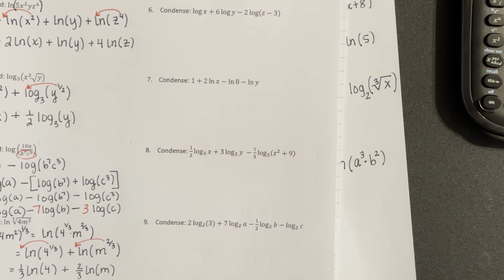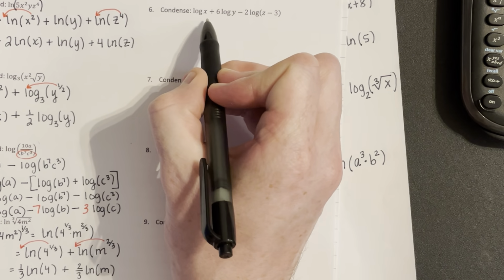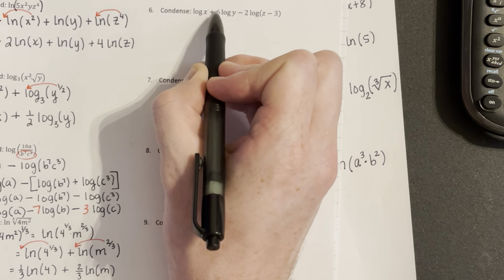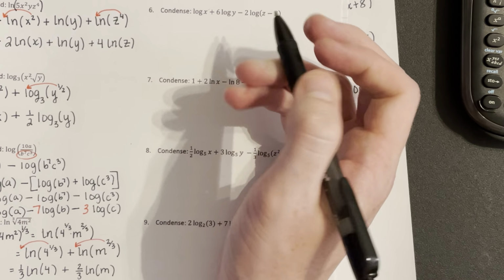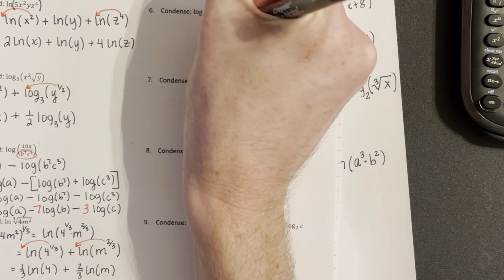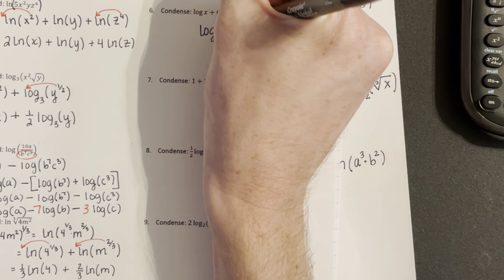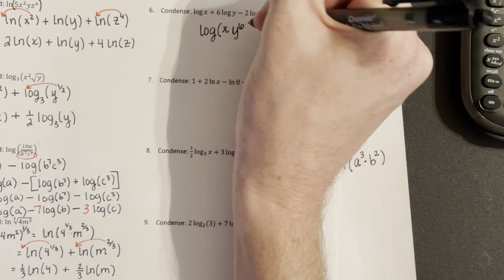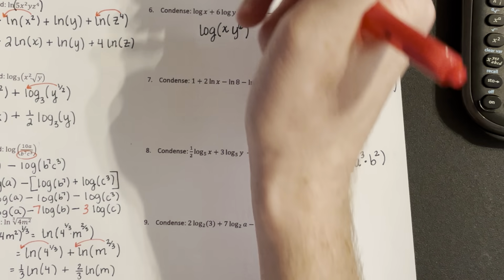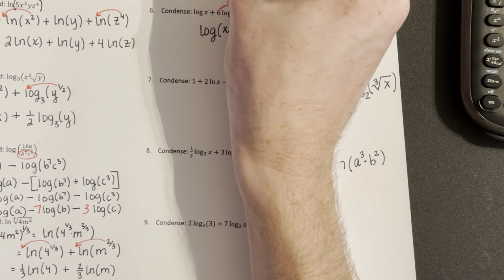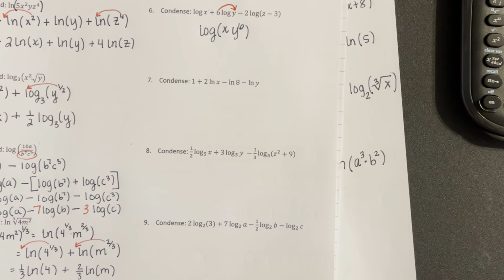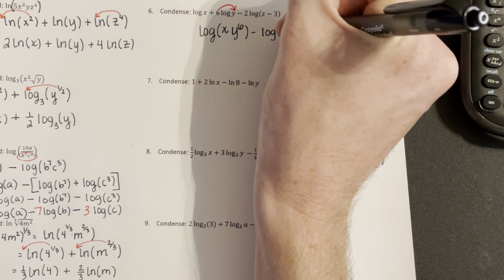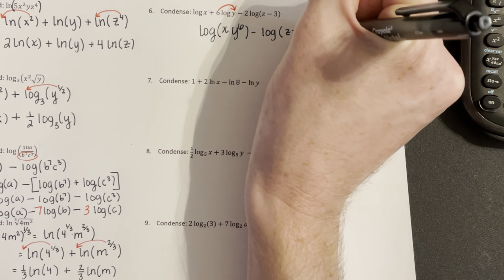If we work backwards and we're condensing, I have some multiplication because of the product property. We see an addition of 2 logs. That means we're going to turn that into multiplication. So log of x y to the 6th. Actually, I combined 2 properties there. We first use that power property, and then we're subtracting log of z minus 3 squared.